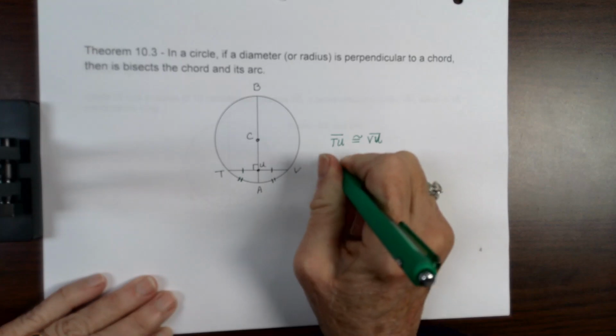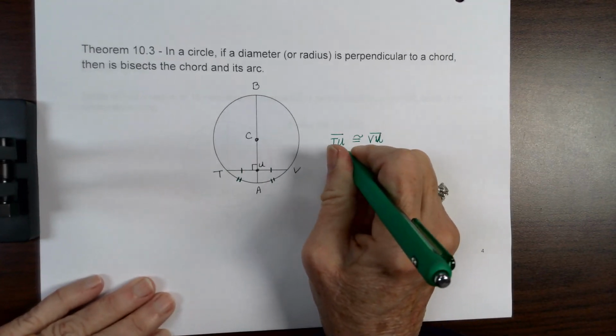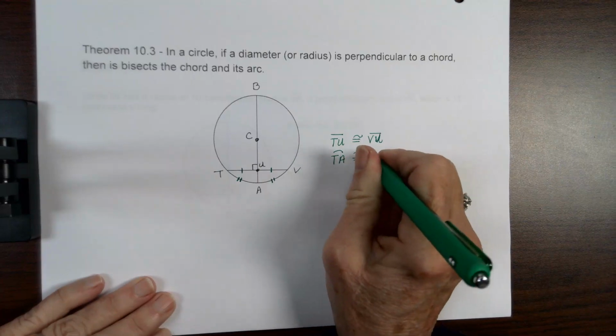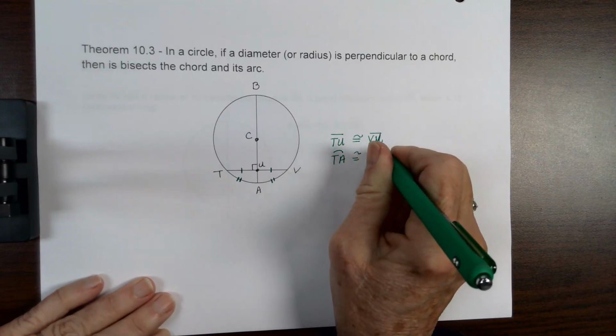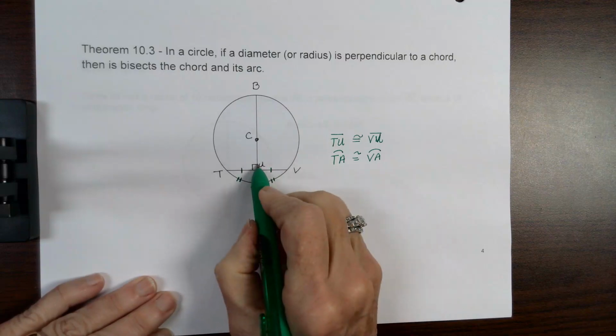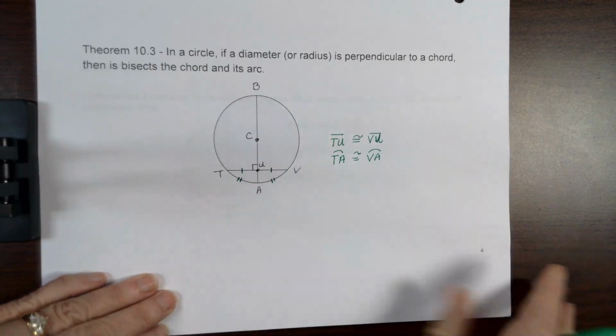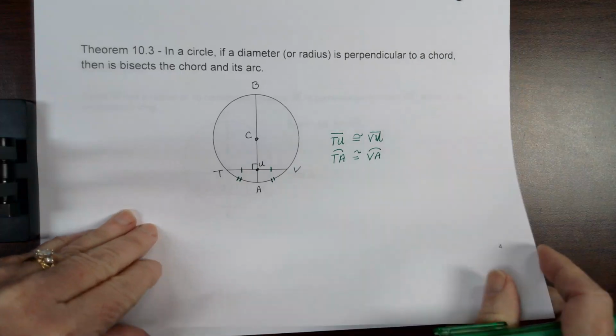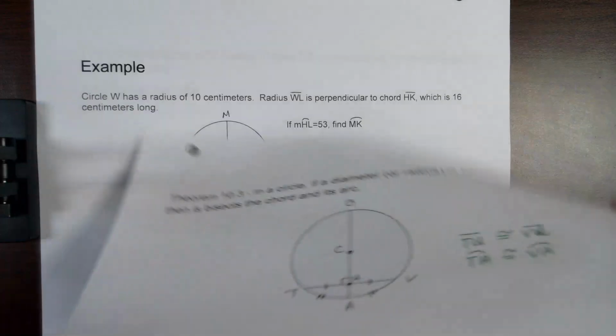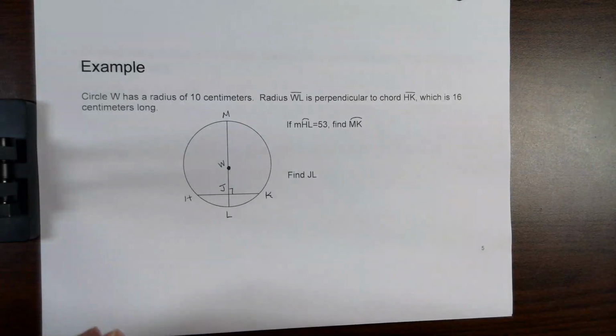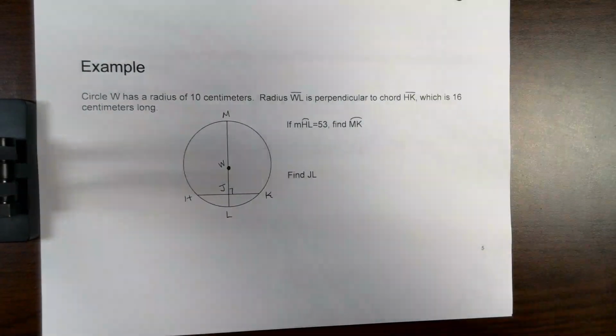So if this is perpendicular to this chord, I can assume TU is congruent to VU, and I can assume that arc TA is congruent to arc VA. That's if this is perpendicular, a 90-degree angle to that chord. It can be a diameter or it can be a radius. Okay, so here's an example based on this information.